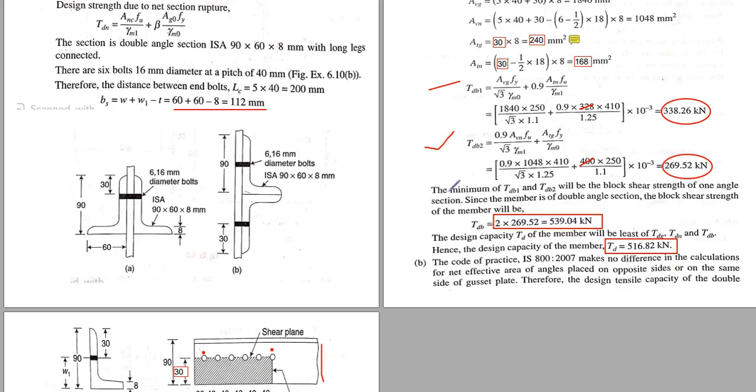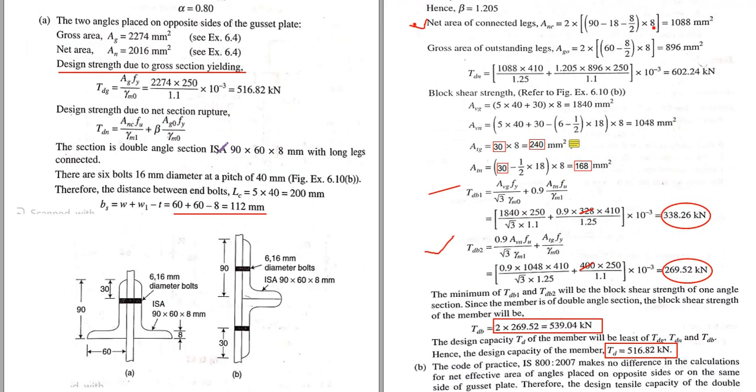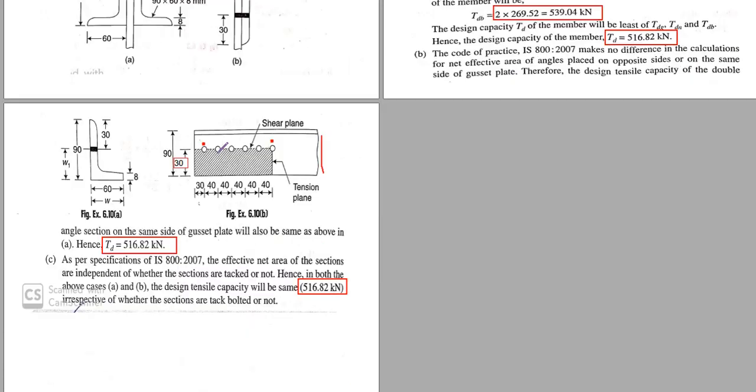Okay, second question: angles are placed on the same side of the gusset plate. As I have already told you, there is no change in the area or the parameters, so for this case also the strength will be the same.